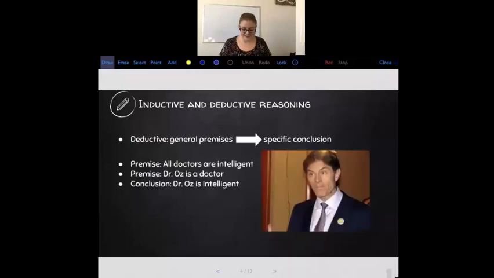The next type of reasoning, which is a stronger reasoning, is deductive reasoning, which is going from something more general to something more specific. So premise, all doctors are intelligent. Another premise, Dr. Oz is a doctor, therefore Dr. Oz is intelligent. So this is a valid argument, which means that the conclusion follows from the premises, but whether it's sound or not depends on whether you think all doctors are intelligent or that Dr. Oz is a doctor.